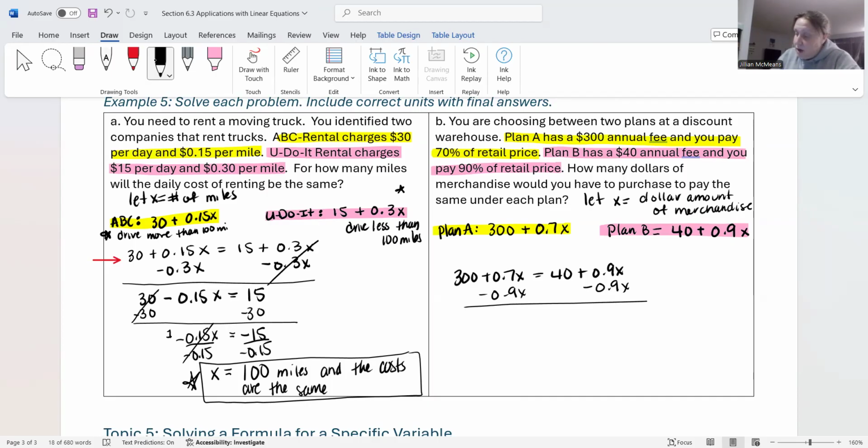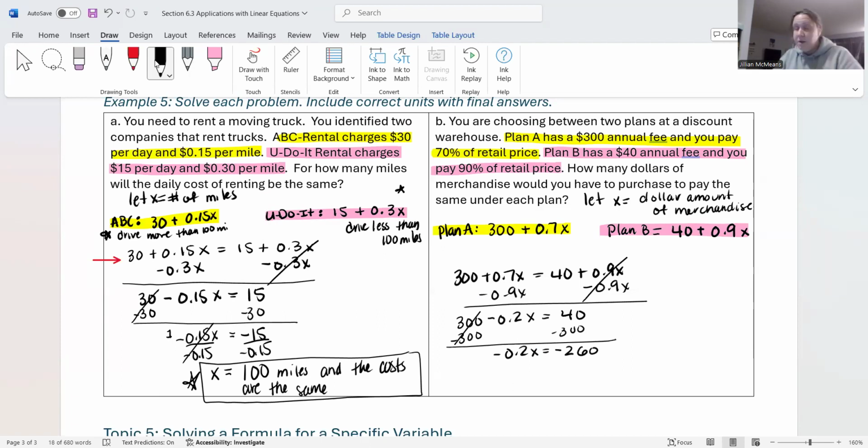So on the left, I drop down my 300, and then 0.7x minus 0.9x is going to be negative 0.2x. And then on the right, I'm left with just 40. The 0.9x's become 0, so we would say they cancel. Okay? Now, I want to isolate my negative 0.2x, so that means I want to move that 300. Since 300 is positive, we think of it as plus 300, so I want to subtract 300. So 300 minus itself is just 0. We would say they cancel. So we get negative 0.2x equals negative 260. Okay, so 40 minus 300 is negative 260.